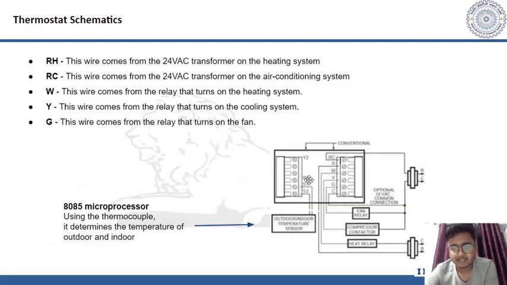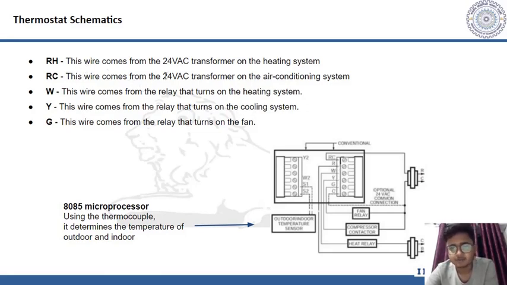So this is the schematic of the thermostat. As you can see, there are many switches, wires and connections. There is a relay that we are talking about, the heat relay, the fan relay, and this is the outdoor and indoor temperature sensor that is being controlled by the 8085. There are many pins like RH, RC, W, Y, G, and C. Let me explain to you.